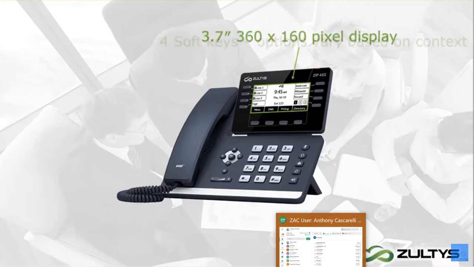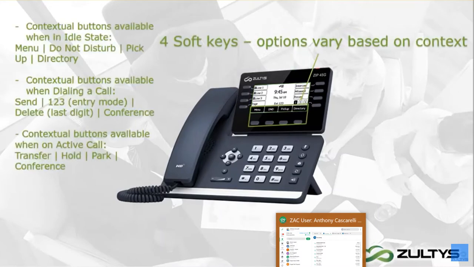The four buttons under the screen correspond to the keys currently displayed on the screen, and what they do varies based on the situation. For example, in this photo, the phone is in idle state. The options are menu, do not disturb, pick up a call from park, and directory for saved phone numbers.